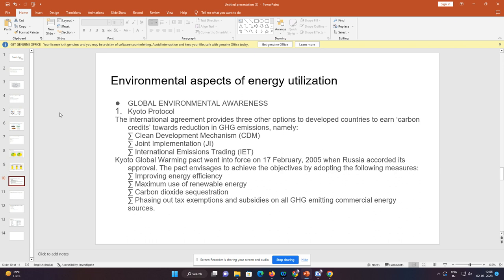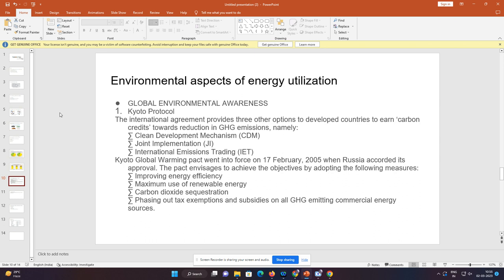So here the agreement provides three options to developed countries to earn carbon credits towards the reduction of greenhouse gas emission, namely clean development mechanism, joint implementation, and third, international emission trading. The clean development mechanism provides an opportunity to industrialized countries to earn credits by investing in clean energy production or in emission reducing projects in developing countries.